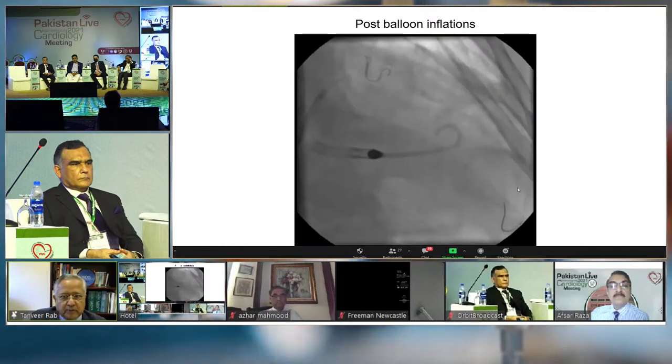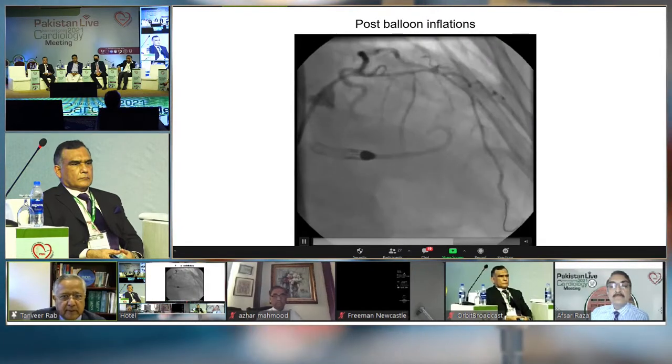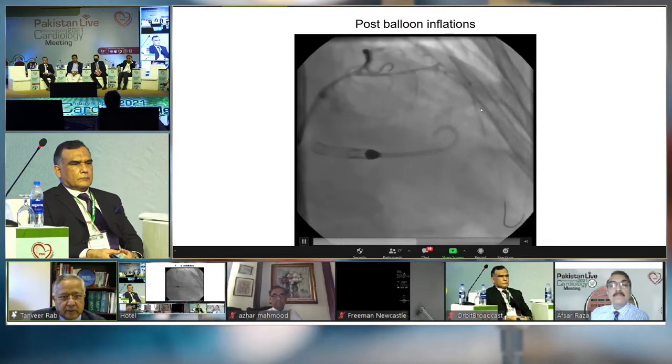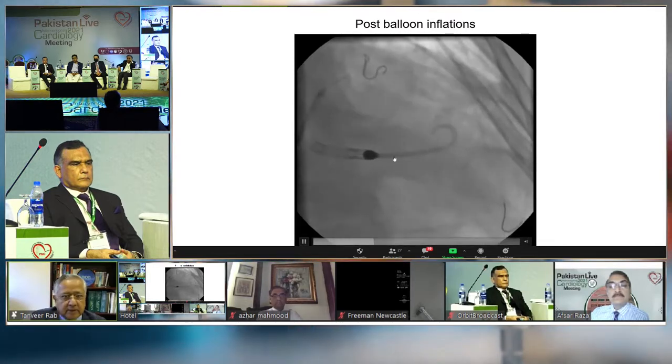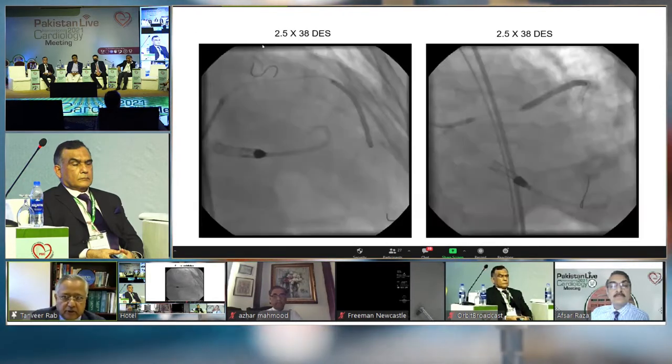Sorry, we did balloon inflation distal to proximal and opened up the vessel. This is what it looked like after just balloon dilatations. We stented the mid LAD and also the proximal LAD, but did not cover the LAD ostium.